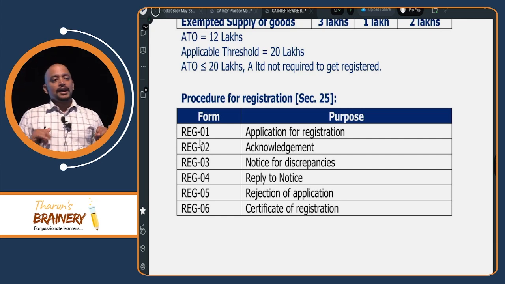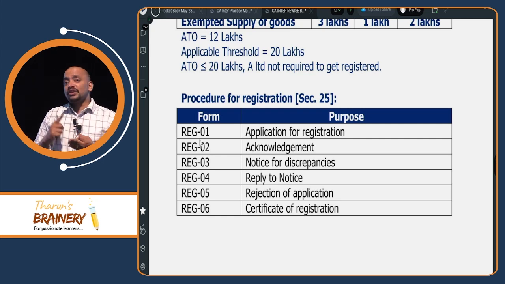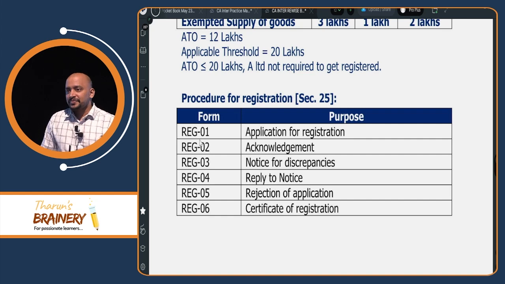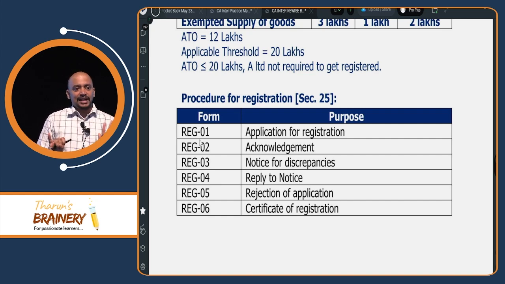REG1, application for registration. Once you make application, they will give an acknowledgement, that is REG2, acknowledgement. REG3, notice. Suppose if you make an application and if you have not given proper details, they will be giving notice in REG3. Then REG4, reply to the notice. REG5, rejection of application. REG6, certificate of registration.